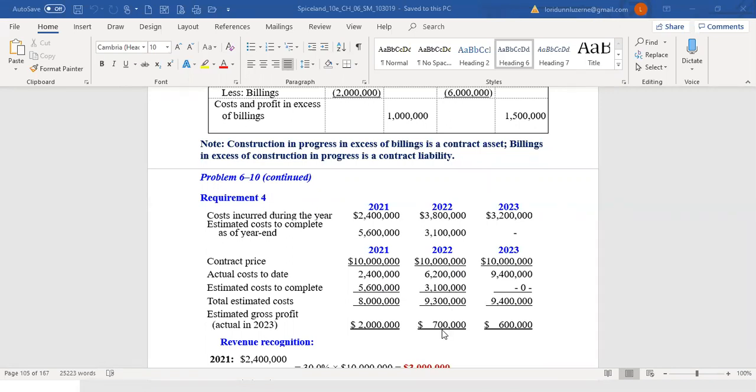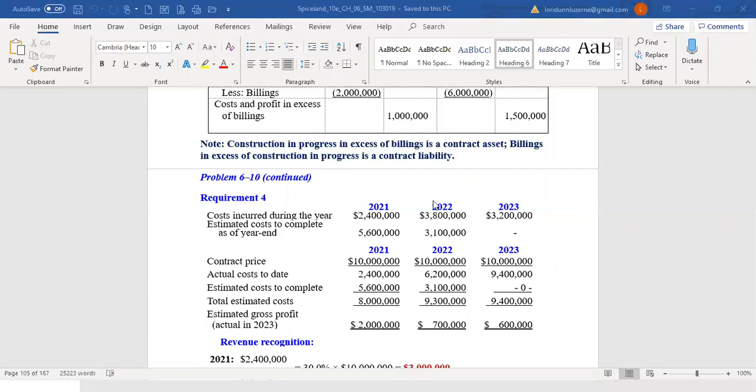And that could happen. In the final year, the actual costs in the final year are 3.2 million. So we'll add the 2.4 actual from the first year to the 3.8 actual cost from the second year to the 3.2 actual cost from the third year. So the actual cost of this project ended up being 9.4 million, even higher than we expected. So the actual overall gross profit is 600,000.